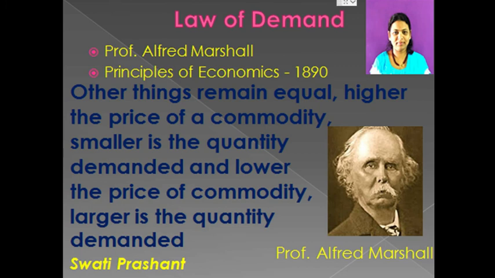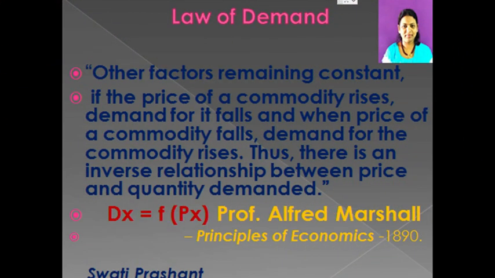What is the meaning of other things? You have already studied the determinants of demand. Okay, when these determinants are constant, these factors remain stable. In other words, other factors remaining constant, if the price of a commodity rises, demand for it falls, and when the price of a commodity falls, demand for the commodity rises. Thus, there is an inverse relationship between price and quantity demanded.